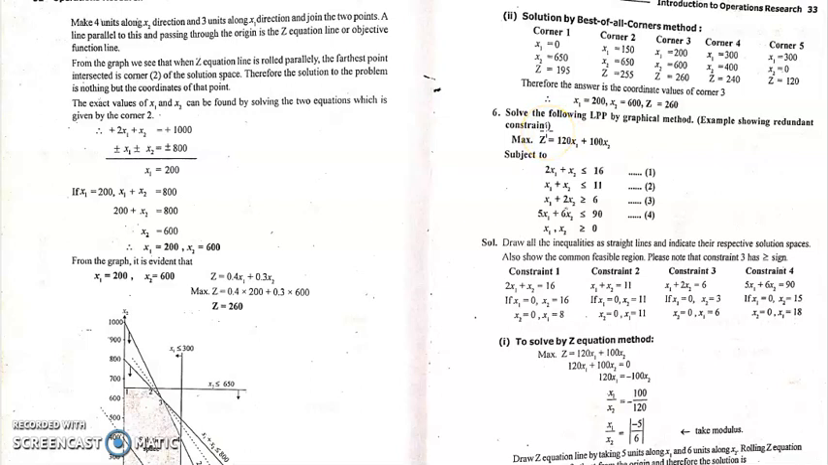A redundant constraint is nothing but a certain inequality that may not have any effect on the solution space in any way. Such inequalities are known as redundant constraints. We'll see how it doesn't have any effect on the solution. This is the equation given, 120x1 plus 100x2, subject to these constraints.